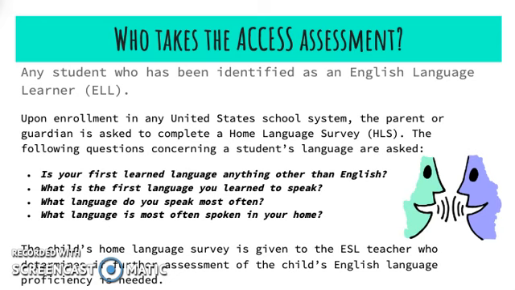school, the parent or guardian is asked to complete a home language survey. The home language survey provides the school with information regarding a student's home language and native language. This information is then given to the ESL teacher, who determines if further assessment of a child's English language proficiency is needed. If a student is then eligible for services, they will receive those services through the year before the Access assessment is given later on.